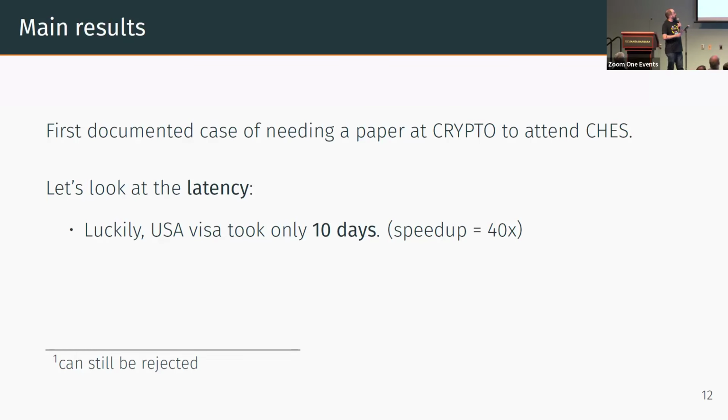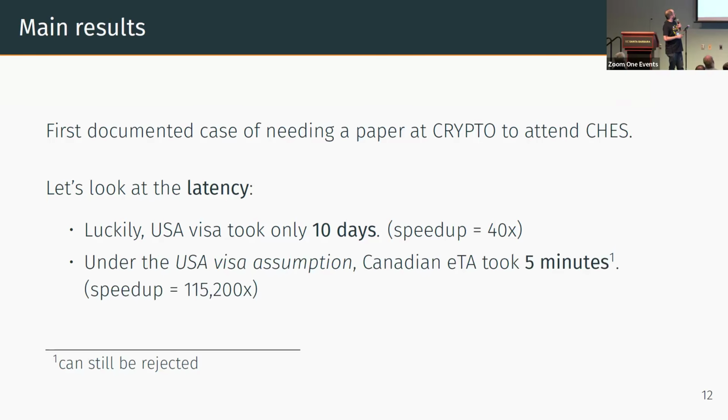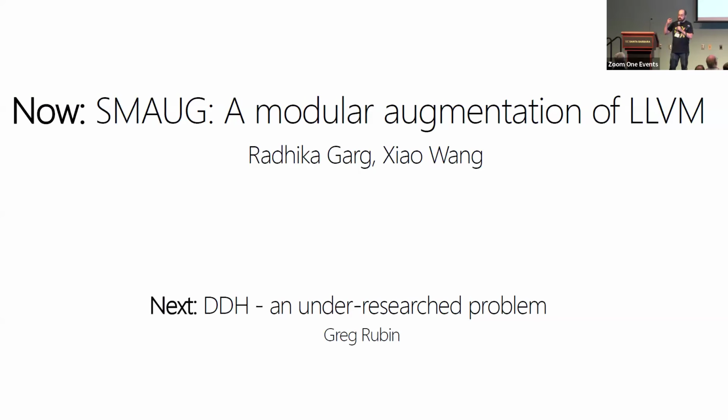So our results are, in terms of latency, we reduced the time to get a visa from 400 days to just 10 days. So a speed up of 40 times. And under this US visa assumption, we got the Canadian visa in just 5 minutes, right? This is a speed up of 115,000. Of course, this is not just a funny story about myself. The message I want to leave to you is think of the children, in this case, the future researchers in our community. Thank you very much.